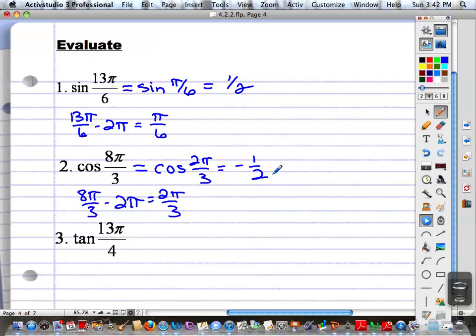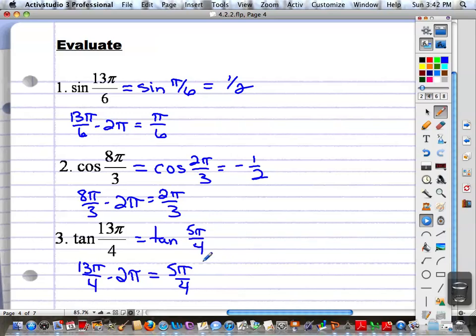Problem number 3, that's the tangent of 13 pi over 4. Okay? So again, I know that fourths are one of my special groups that were in my table. 13/4 is bigger than 2 again, so I'm going to subtract 2 pi and see what angle it's coterminal with that's on that first rotation. Okay? So 2 pi, putting that in terms of fourths, would be 8 fourths, so 13 minus 8 gives me 5 pi over 4. So this is the same as the tangent of 5 pi over 4.